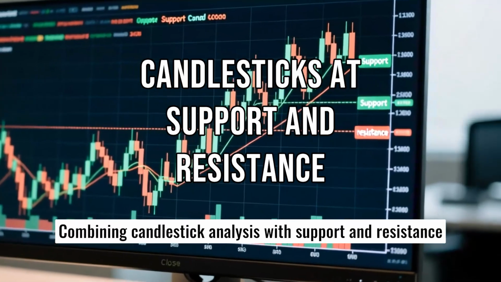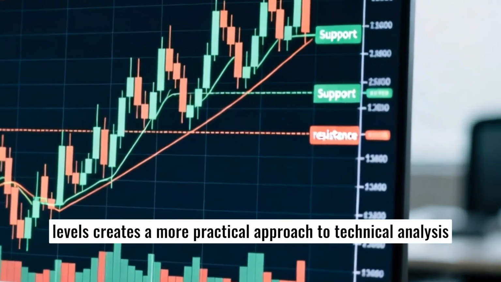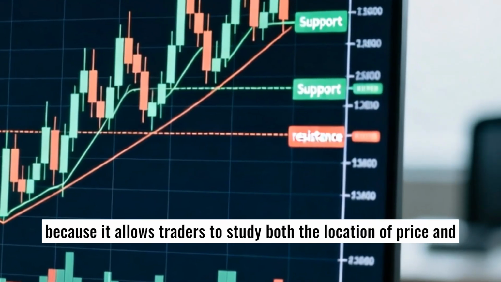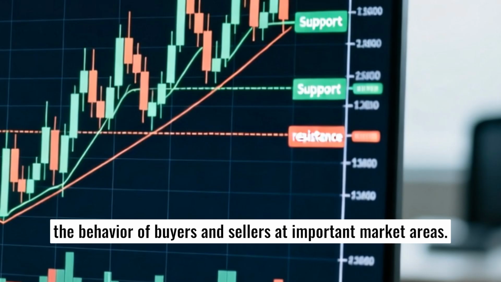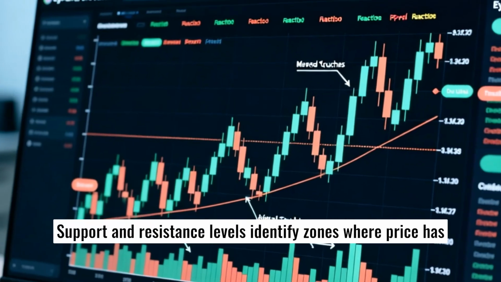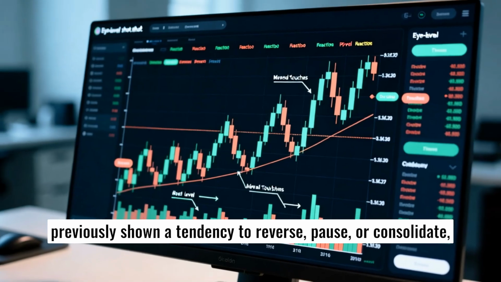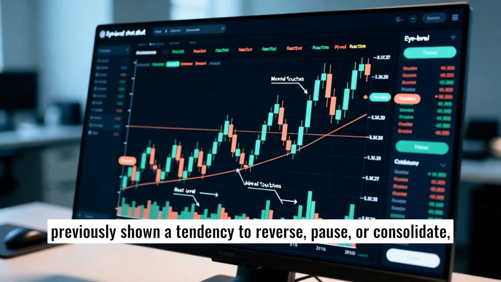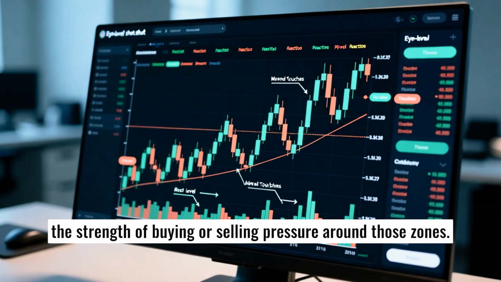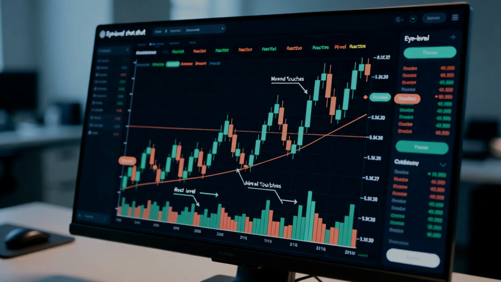Combining candlestick analysis with support and resistance levels creates a more practical approach to technical analysis because it allows traders to study both the location of price and the behavior of buyers and sellers at important market areas. Support and resistance levels identify zones where price has previously shown a tendency to reverse, pause, or consolidate, while candlestick patterns provide additional information about the strength of buying or selling pressure around those zones.